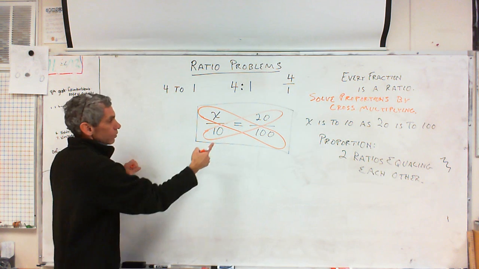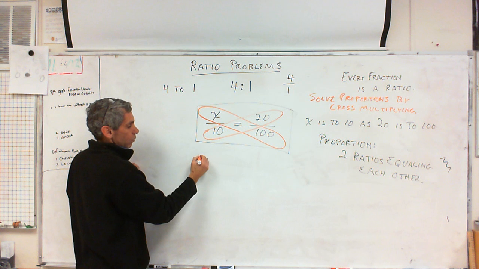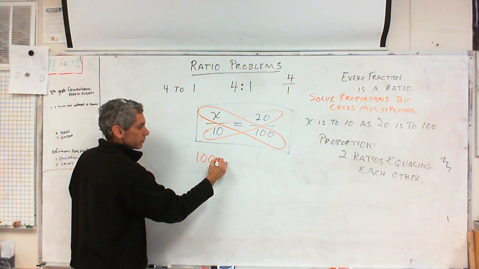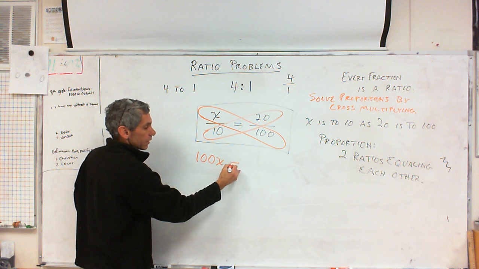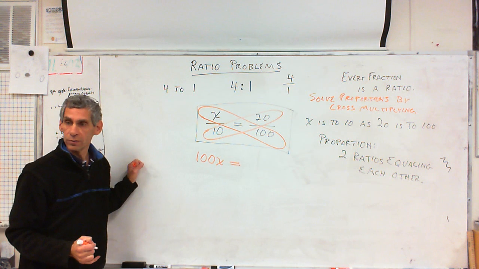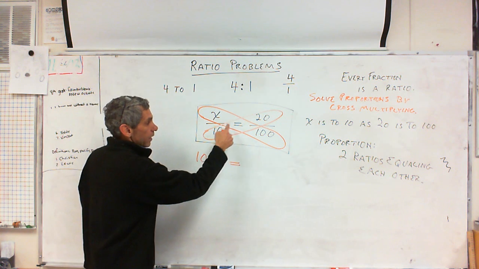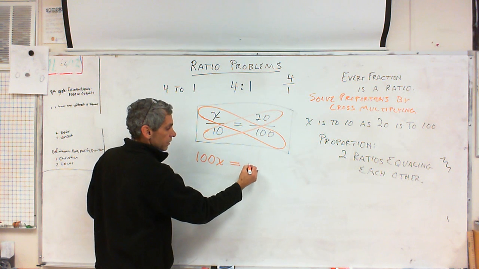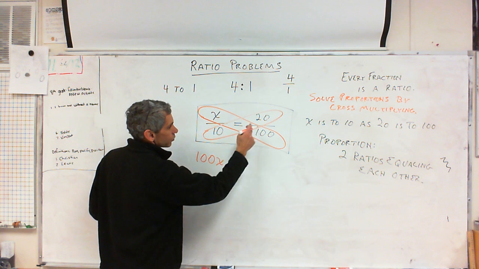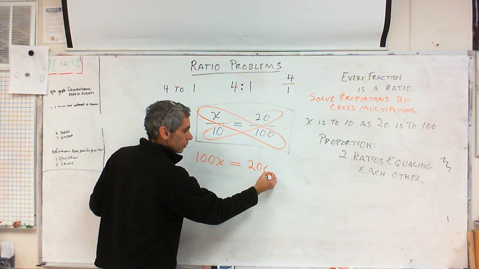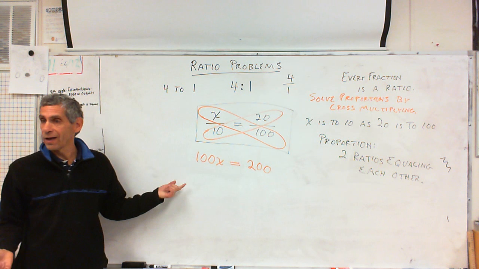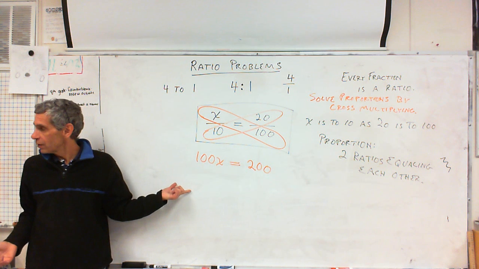Okay, so what we're going to do here, we got x times 100, or 100x, and then I put my equals. That's important. You've got to have your equals. Can't lose your equals. 10 times 20 is 200. Boom. Now you have a straightforward problem, right?